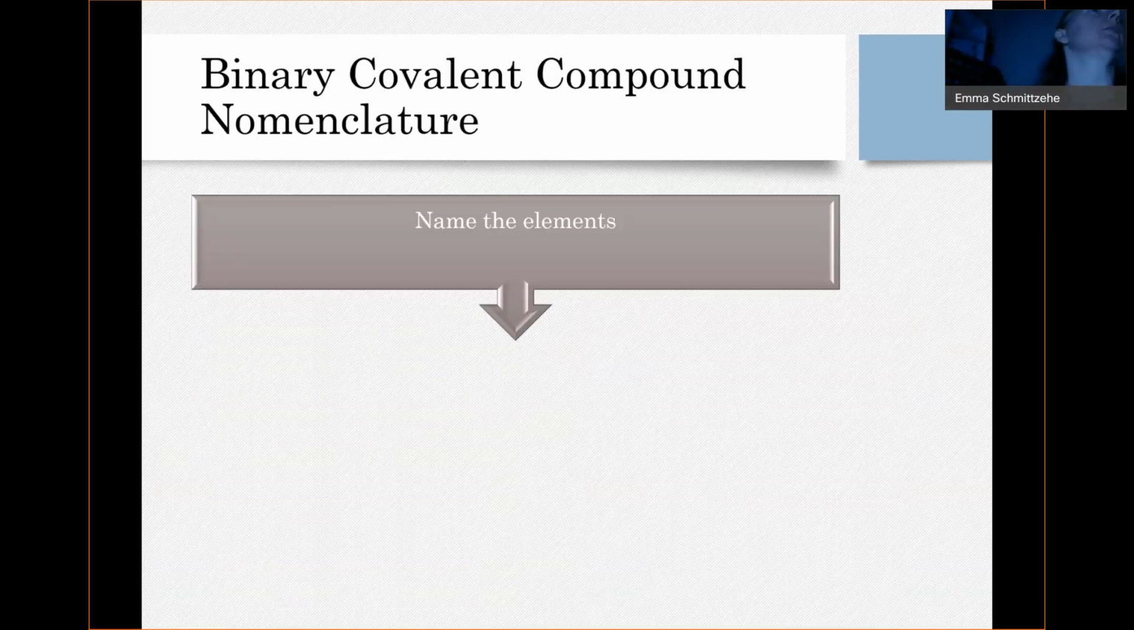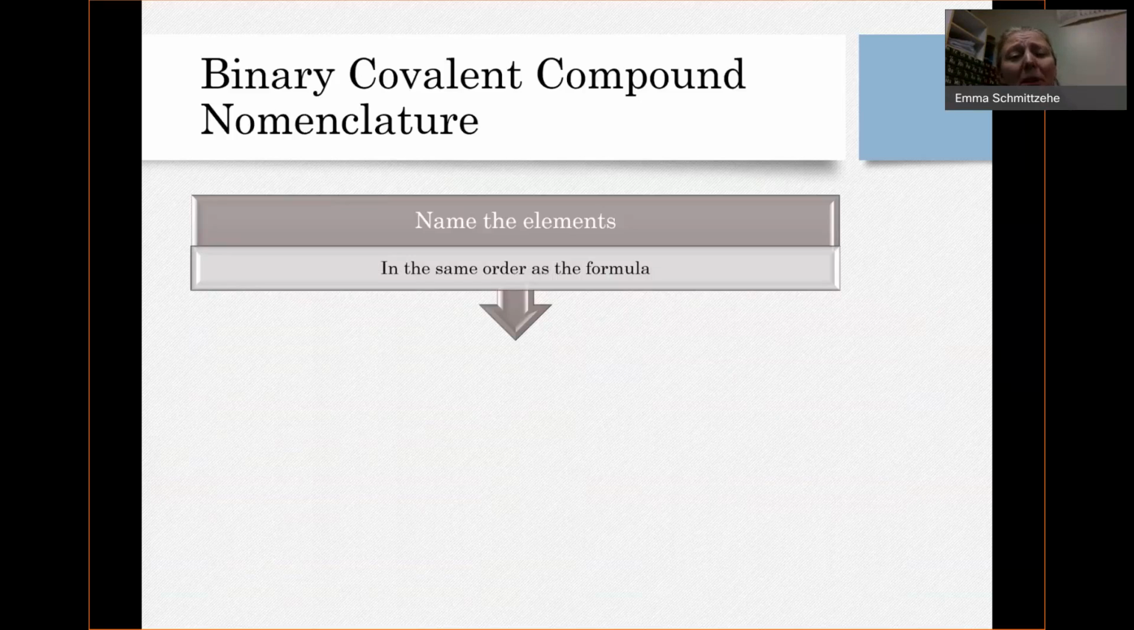Oh, lost light. Here we go. Okay. So first you name the elements. If you're given the formula of a binary covalent compound, how do you name it? So name the elements. If I had CO or I had CO2, then carbon and oxygen. Okay, so that's where we would start.